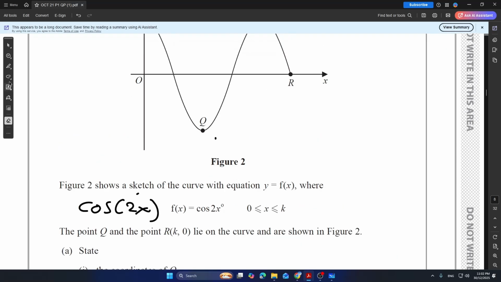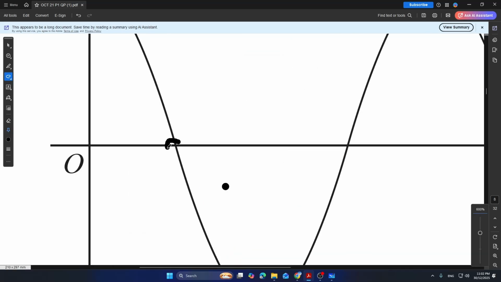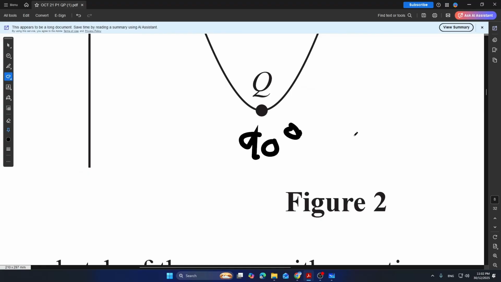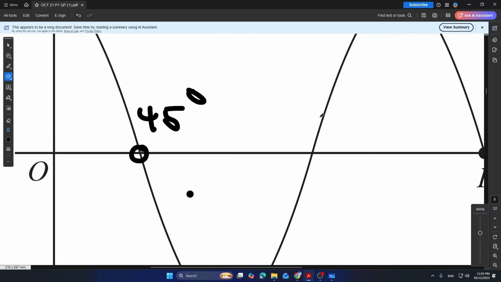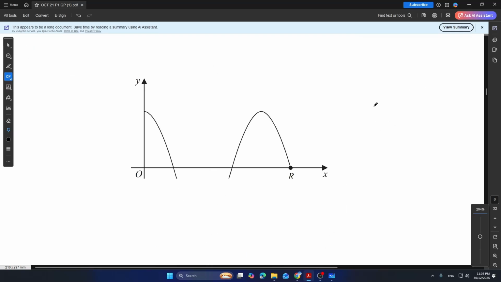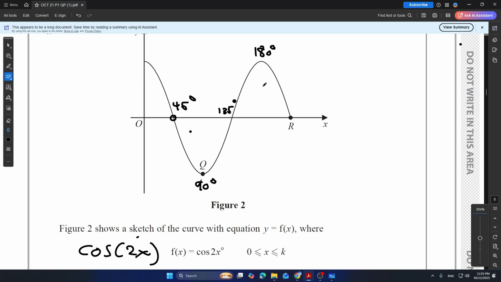This is the graph of cos 2x. We said this was 90 degrees before, but now we multiply it by 1 over 2. 90 times 1 over 2 is 45 degrees. Here it used to be 180 degrees, but now we multiply by 1 over 2, so it's 90 degrees. Here it was before 270 degrees, multiplied by 1 over 2, which is 135. And the full period here was 360, but now since we divide by 2, it is 180.